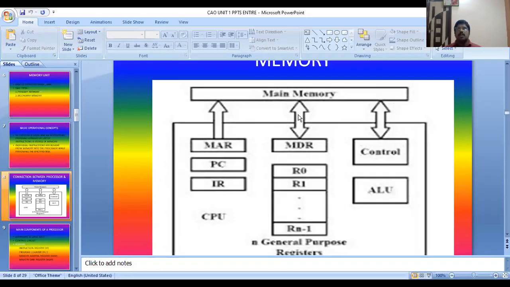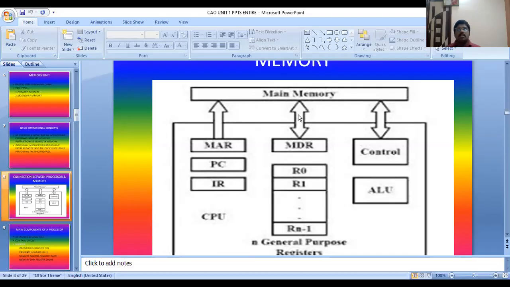So now this is the third class of our CAO, Computer Architecture and Organization. In the last class we discussed the memory concepts. In the main memory we have general purpose registers and PC program counter, instruction register, MAR, MDR like that. So we discussed this diagram in the last class.